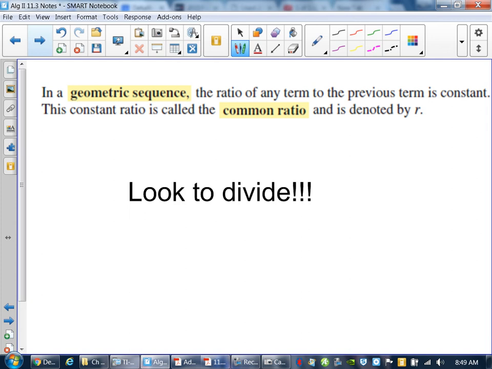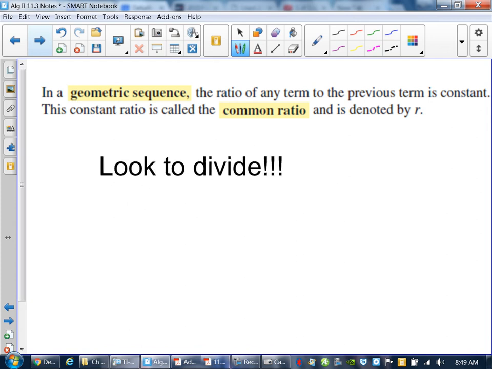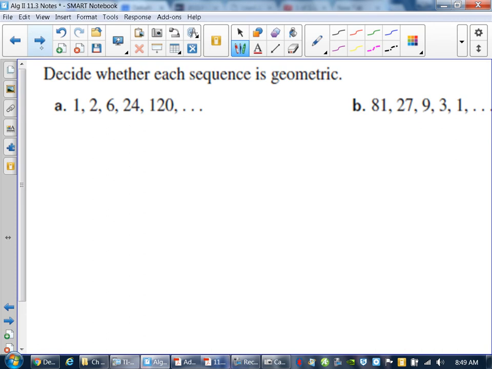When you're talking about these sequences, when I'm saying looking to divide, think of it in terms of working backwards. More like that. 2 divided by 1, 6 divided by 2, 24 divided by 6, 120 divided by 24. Is there a common factor moving forward? No. This one would be times 2, times 3, times 4, times 5, times 6. There's a pattern there, but it's not common.